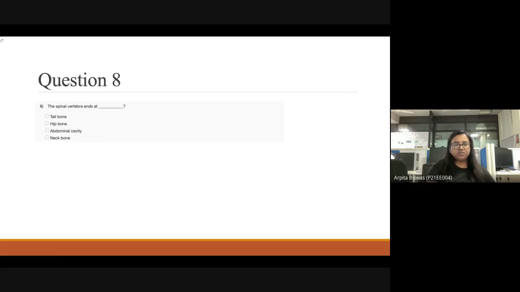The right option is tailbone. Okay. Next move toward question number 9. Which is the correct order of workflow for 3D printing? First is the CAD modeling, then slicing, layer-wise assembly, then final product.